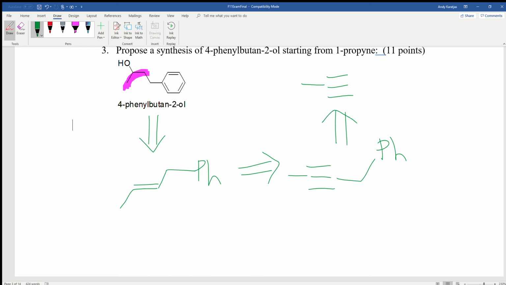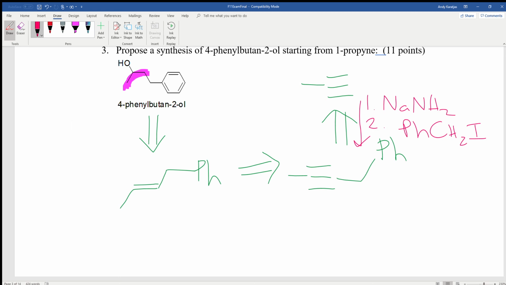So it looks like we can do this synthesis in 3 steps. At this point, all we need to do are put the forward steps in, as well as their reagents. So in order to do this alkylation, we need to start by deprotonating the terminal alkyne. We need a strong base to do that. And then in a second step, we need to add an electrophile. So that gives us our extra carbons.